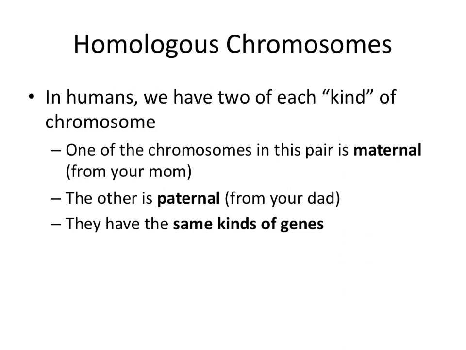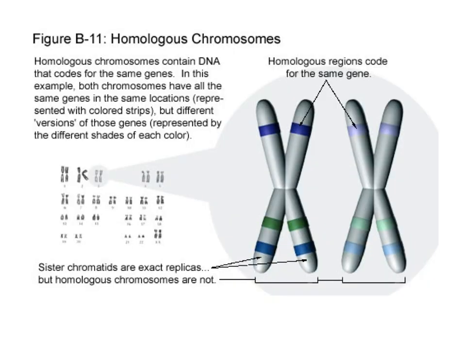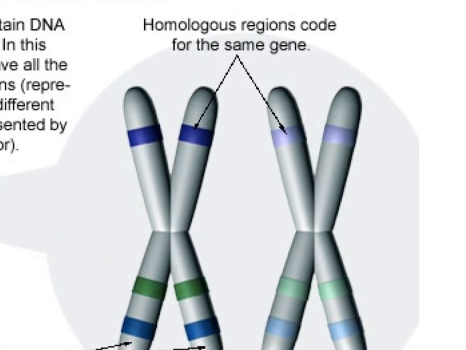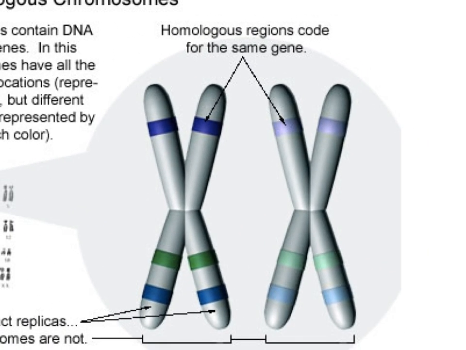So one more concept here for chromosome vocabulary is homologous chromosomes. In humans, we have two of each kind of chromosome, as we talked about earlier, and one of the chromosomes is maternal from the mother, one is paternal from the father, and they have the same kinds of... I really like this picture. It's worth pausing and reading the text, but I just want to focus on the picture for now. So I have a set of homologous chromosomes here, and the homologous chromosomes have already been duplicated.